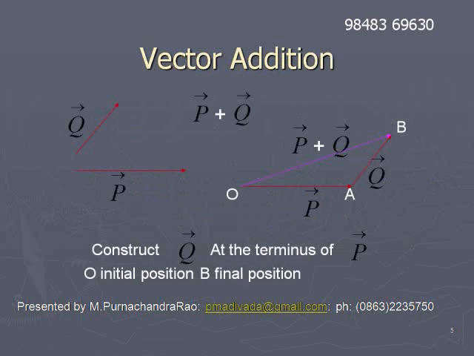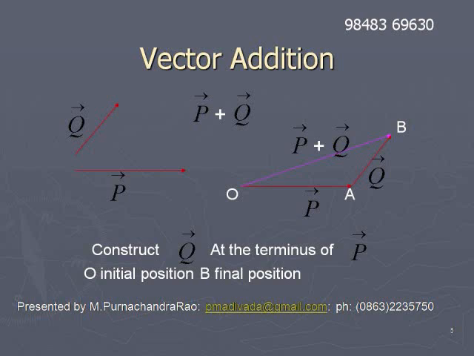Addition of vectors. How to add the vectors? To understand this, let us take two vectors, p bar and q bar, as shown in the figure, the red ones. Now, p bar plus q bar means add q bar to p bar. To construct this vector p bar plus q bar, first construct the vector p bar.